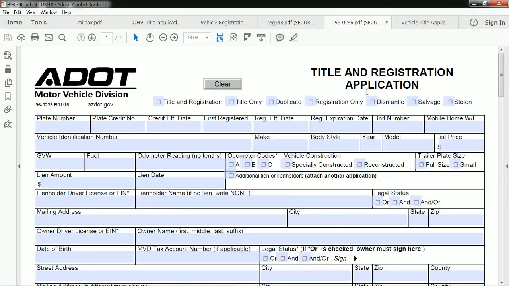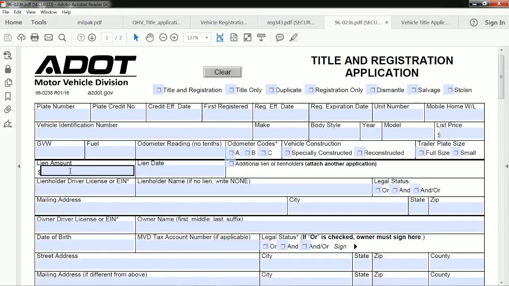This right here is Arizona State. See here, it's pretty much the same. What are you here for? Title and registration. Plate number, VIN number, etc. Here, you can put the lien amount of your vehicle, whatever you feel the lien amount of your vehicle is worth. Lien holder. Driver's license and number.